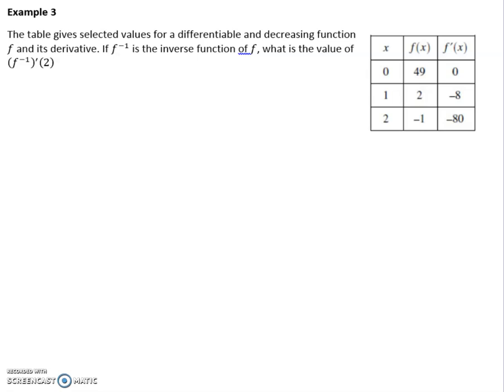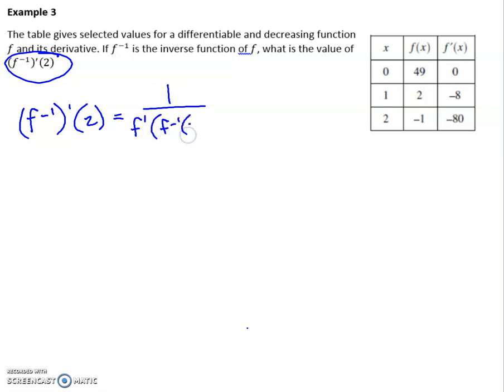In our last example, we're going to use a table, and I'll keep it as f inverse, even though it's going to look a little weird, so you can see what's happening. They tell you f inverse is the inverse of f, and they want the derivative of the inverse at 2. That means I want 1 over the original's derivative at the inverse of that value. It's a little different because we're not using a g. Okay, so let's see what we can do.